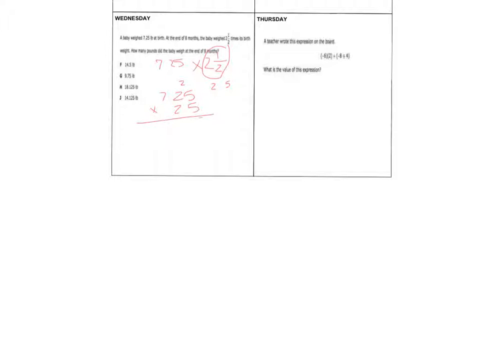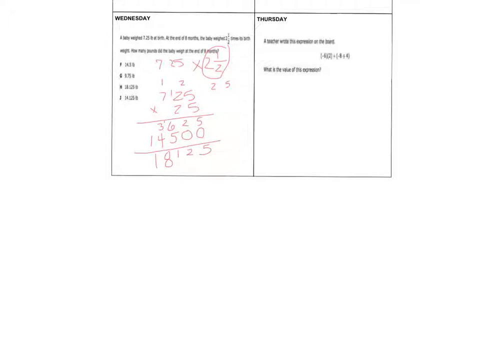5 times 5 is 25. 2 times 5 is 10, plus 2 is 12. 7 times 5 is 35, plus 1 is 36. Put your 0. 2 times 5 is 10. 2 times 2 is 4, plus 1 is 5. 2 times 7 is 14. Now you're going to add your two rows together. 18125. Now I've got to figure out where the decimal goes.